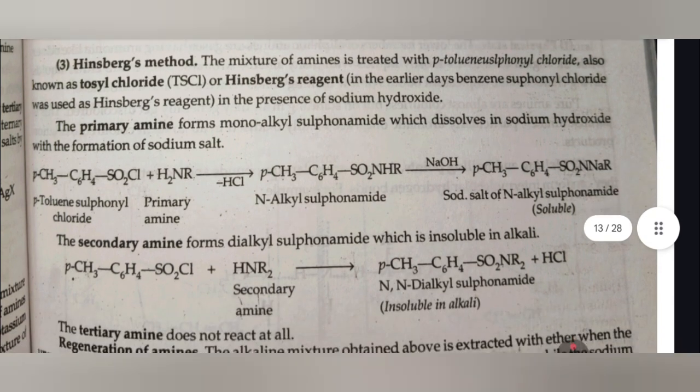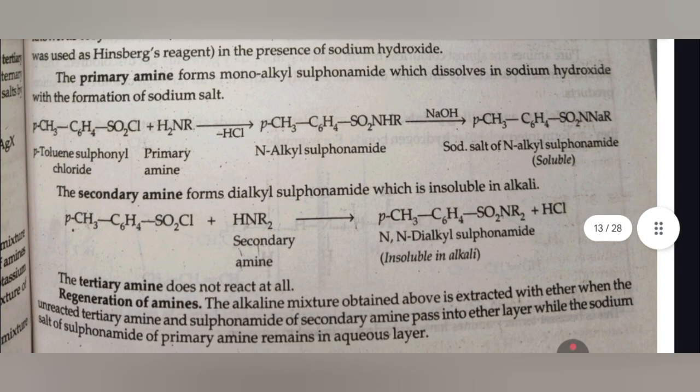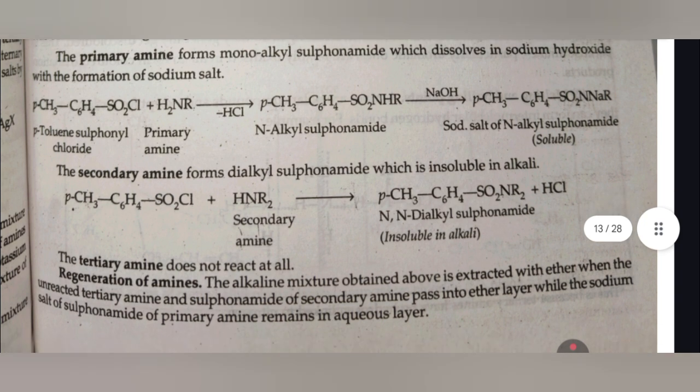Third is Hinsberg method. The mixture of amine is treated with p-toluene sulfonyl chloride, also known as tosyl chloride or Hinsberg reagent. In the early days, benzene sulfonyl chloride was used as Hinsberg reagent in the presence of sodium hydroxide. The primary amine forms monoalkyl sulfonamide, which dissolves in the sodium hydroxide with the formation of sodium salt.